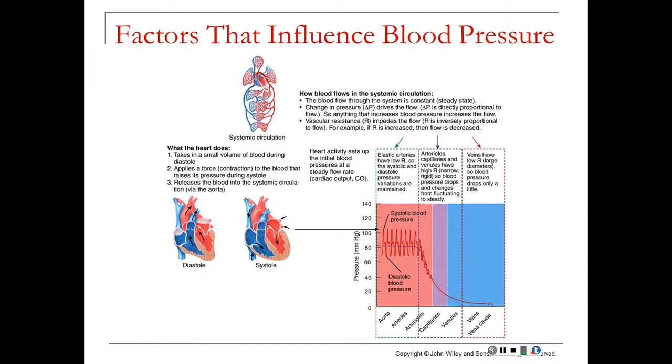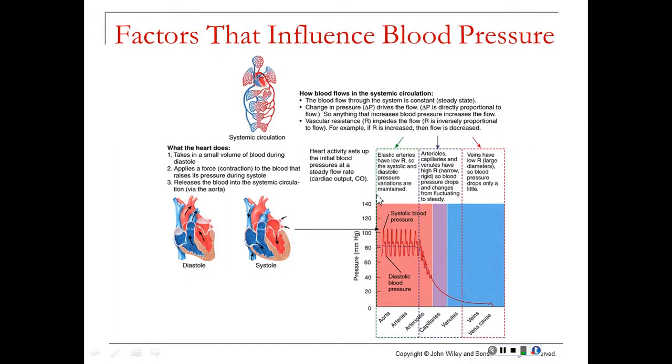Vascular resistance is the antithesis of blood flow, so it's going to impede blood flow. R is inversely proportional to flow. For example, if R is increased, then flow is decreased. Here you see a nice little graphic showing you that idea of mean arterial pressure, that MAP of 120/80 or so. You see the systolic pressure and the diastolic pressure kind of averaging out here to be around 80, which is a pretty good mean arterial pressure.